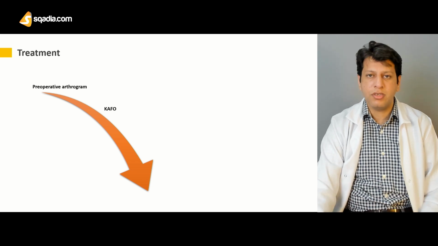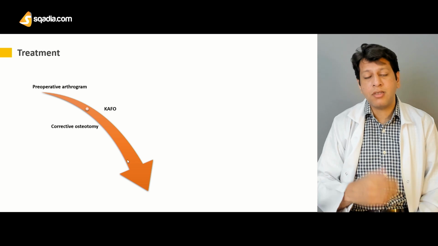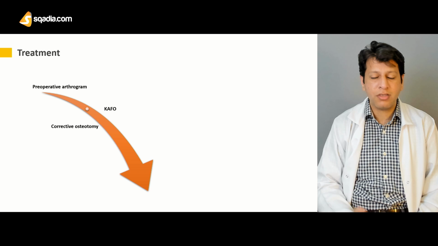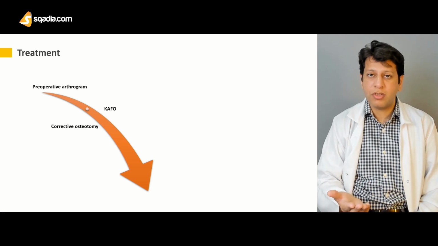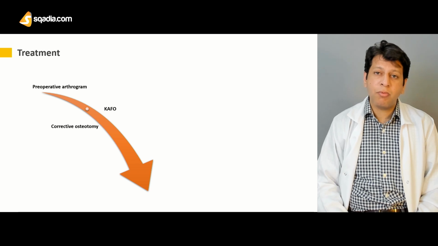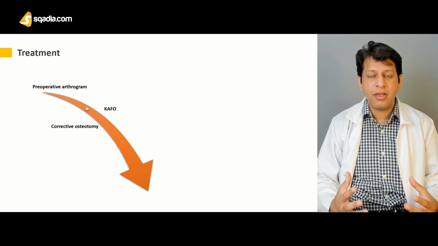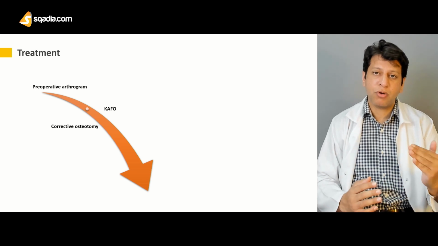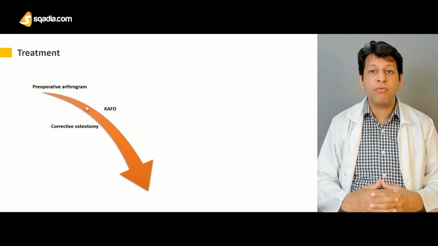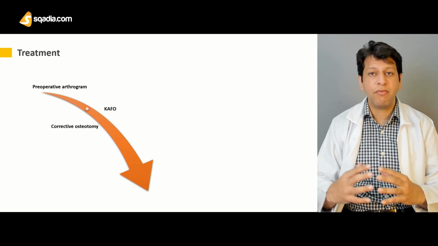over the years. But if the grade is 3 or more, that is 3, 4, 5 or 6, the child is more than 3 years of age, or the child has failed bracing, then we will have to go for some form of corrective surgery, that is an osteotomy at the proximal tibia. As the problem is actually at the tibia, we have to go for a valgus closing wedge osteotomy at the proximal tibia and fibula.